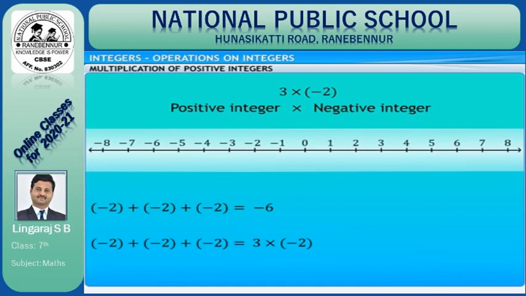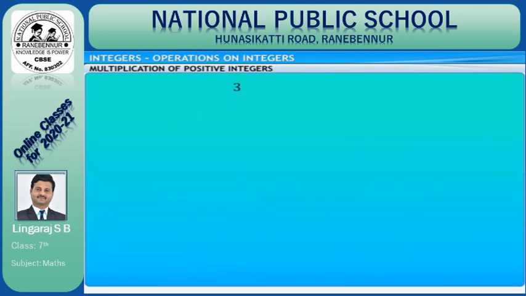From both the equations, you can see that 3 multiplied with minus 2 equals minus 6. Let's now find the product of 3 and minus 2 without using the number line. For this, you just need to multiply the two numbers as whole numbers and place the minus sign in front of the result. So you have seen that a positive integer multiplied with a negative integer gives a negative integer.